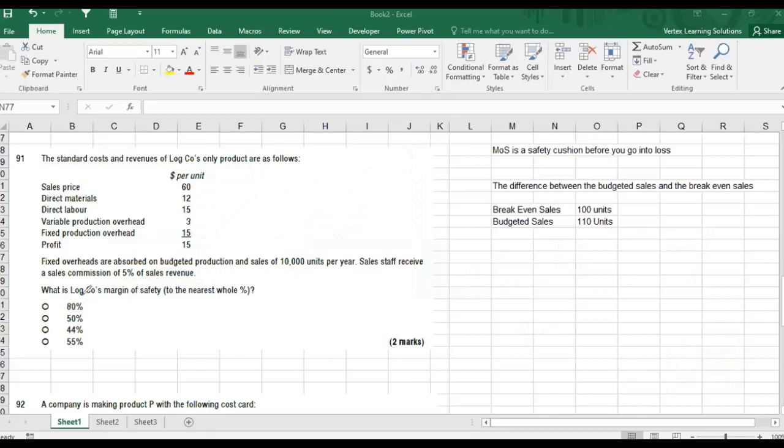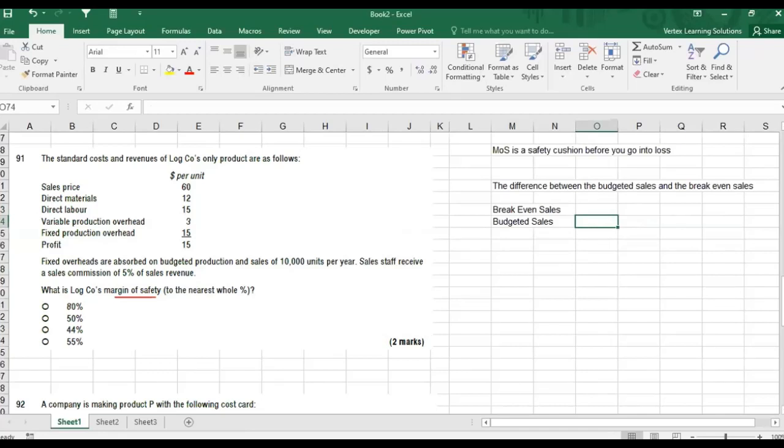So now, what is Log Company's margin of safety? What you need to do now is find out first how much your break-even sales are and how much your budgeted sales are, and the difference between these two is going to be your margin of safety. So who is going to help me in this question?